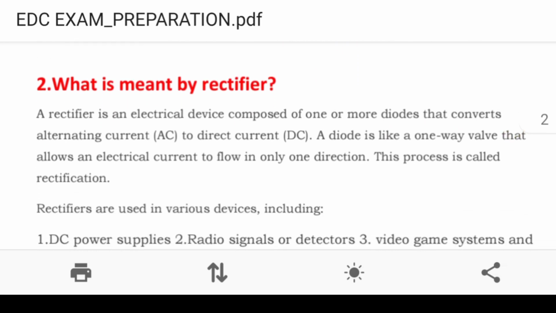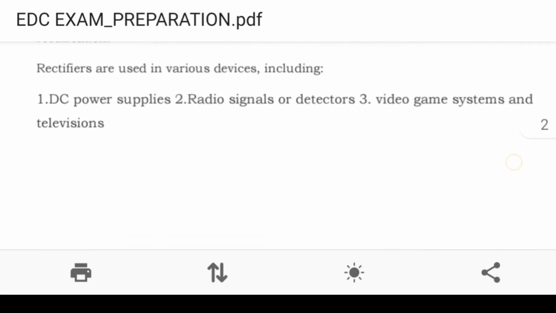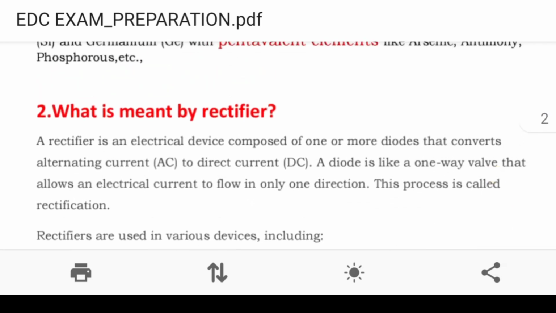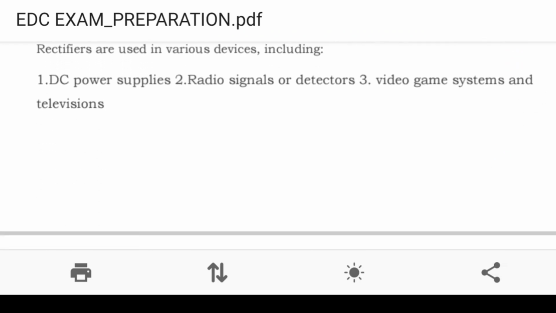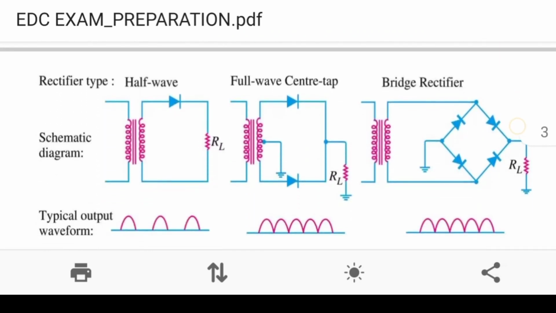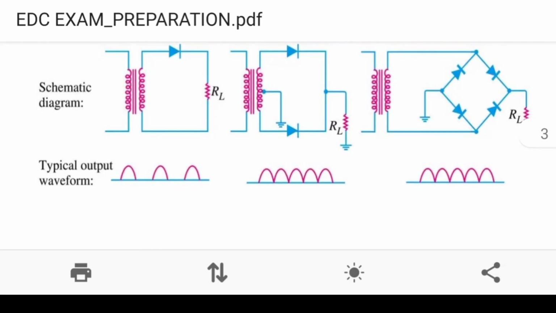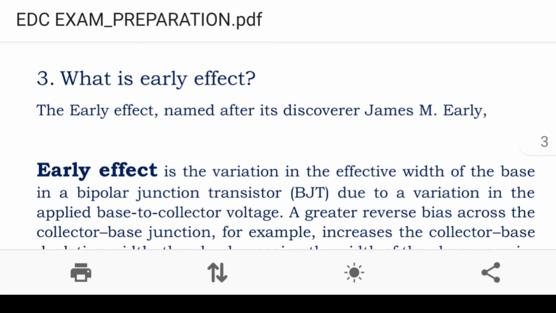Let us go for what is meant by rectifier. Where we are using DC power supplies, we are using rectifier types: bridge rectifier, half wave, full wave. All these are covered in the previous session. Now we go for the third important topic, what is early effect?